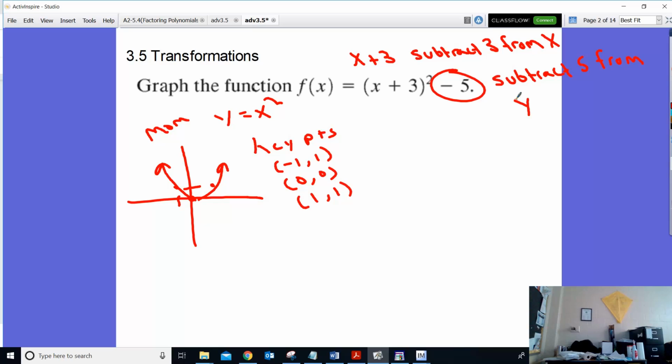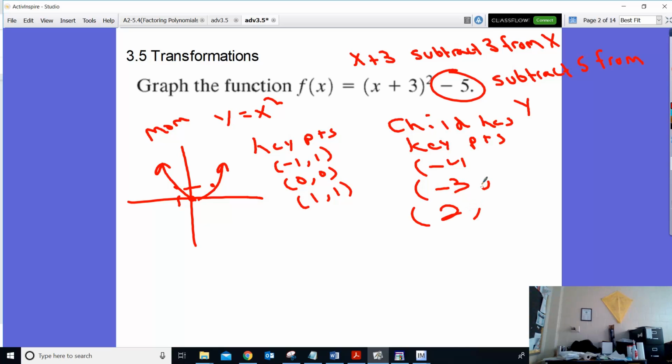So one thing we do is we use points. So the child has the key points. We're supposed to take away from each of those x values 3. You take away 3 from negative 1, you're at negative 4, negative 3, 2. Now what are you supposed to take away from each of your y values? 5. 1 minus 5 is negative 4. 0 minus 5 is negative 5. 1 minus 5 is negative 4 again.